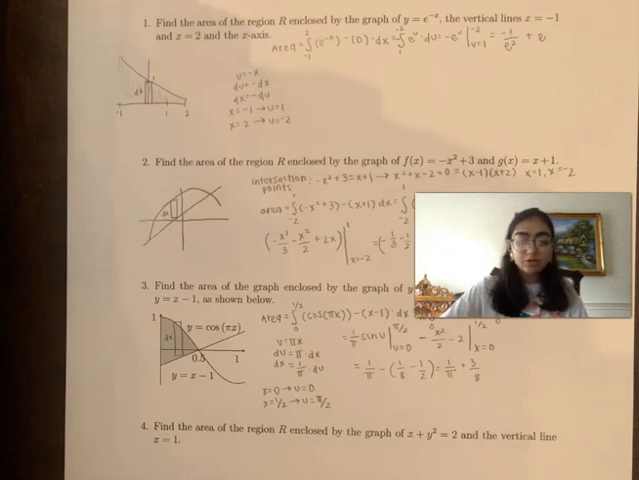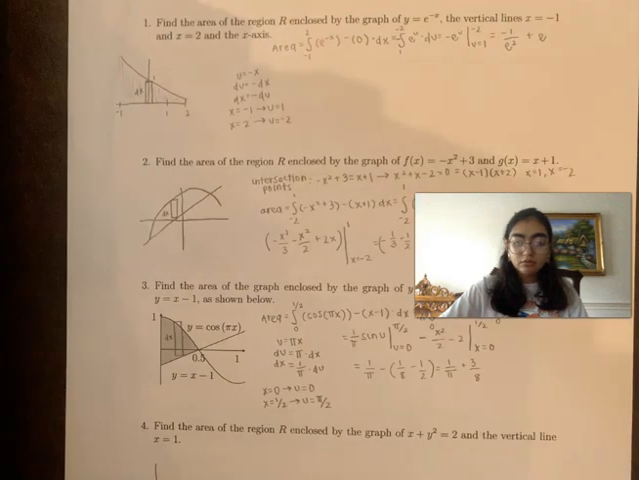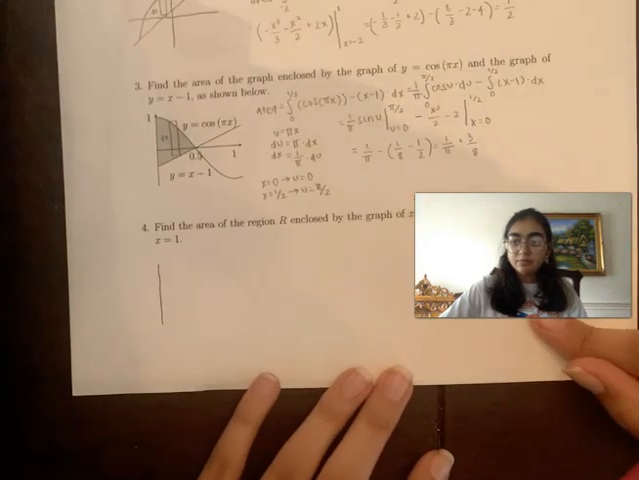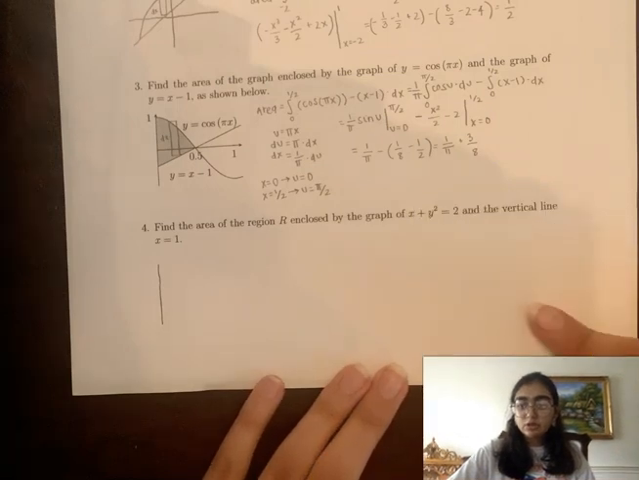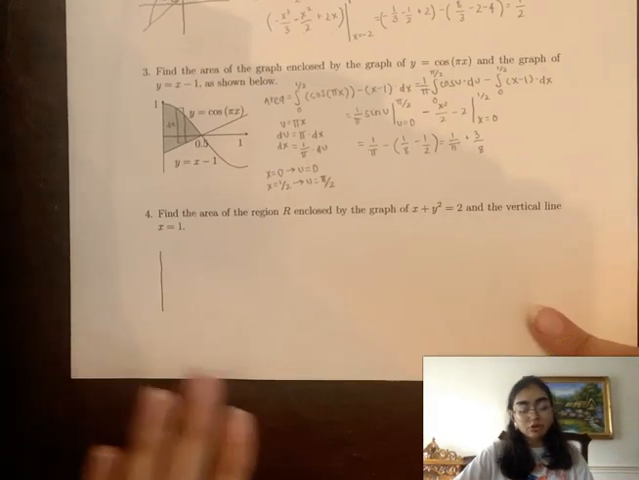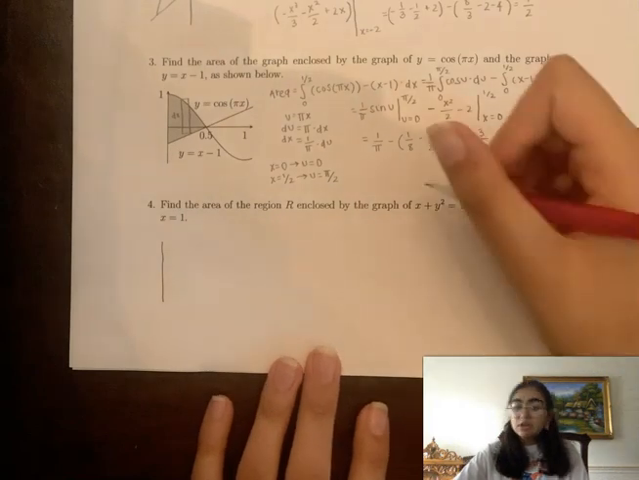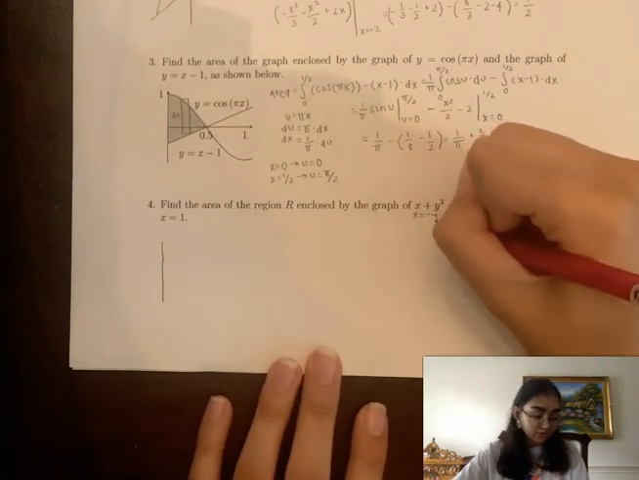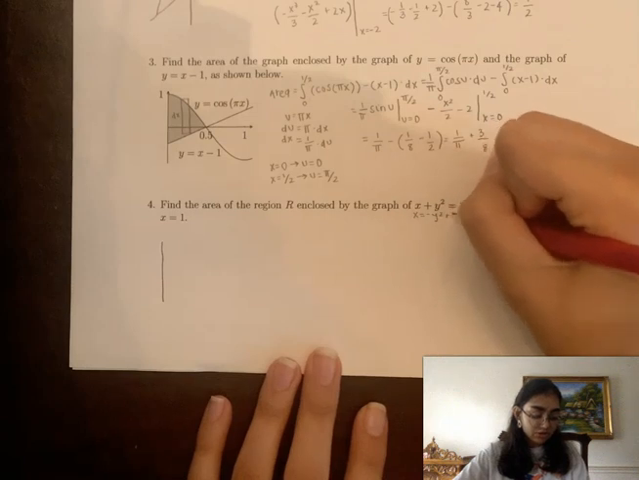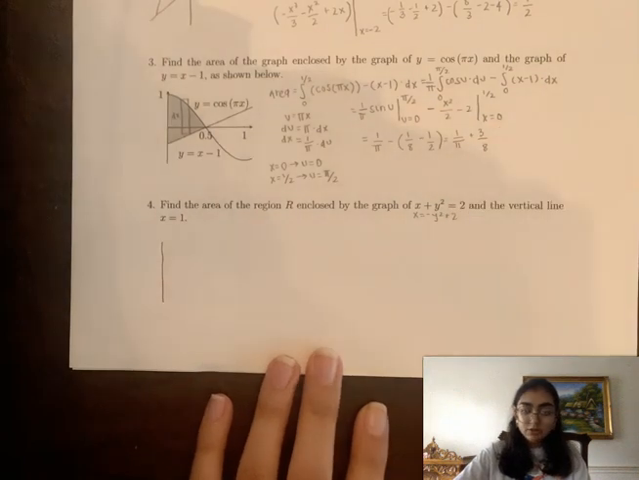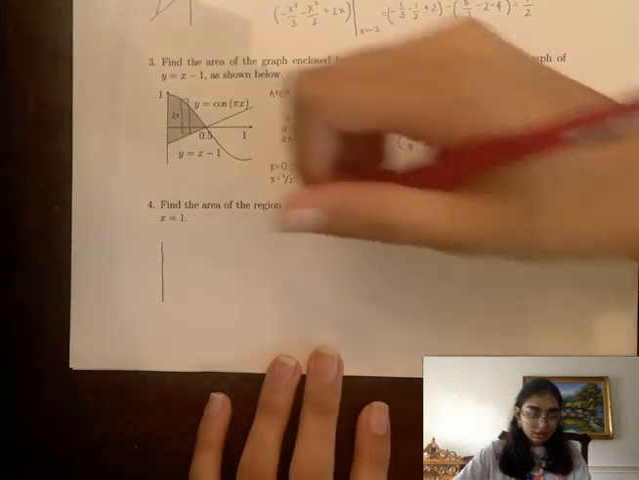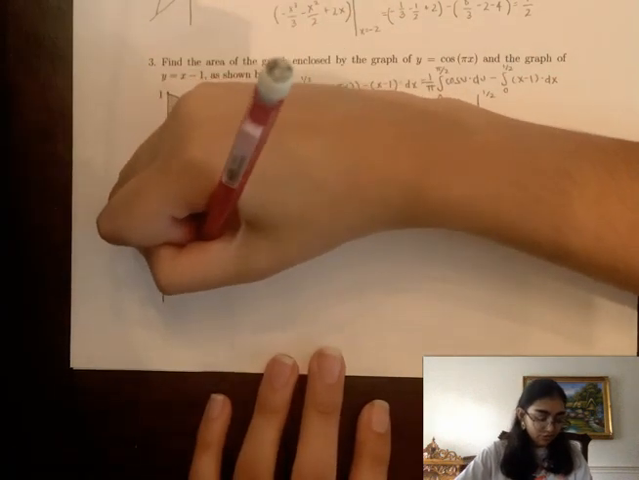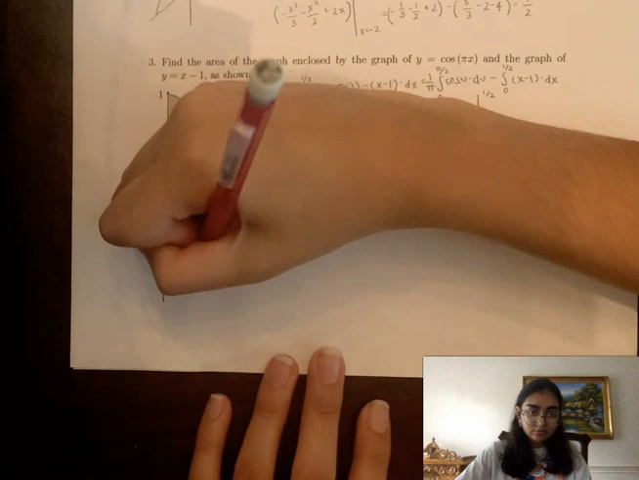Moving on, we're going to head on to number 4. Let me move this. Okay. So number 4, I'm going to have to draw my graph since I was not given a graph. We know that the region is going to be enclosed by x plus y squared equals 2, and the vertical line x equals 1.